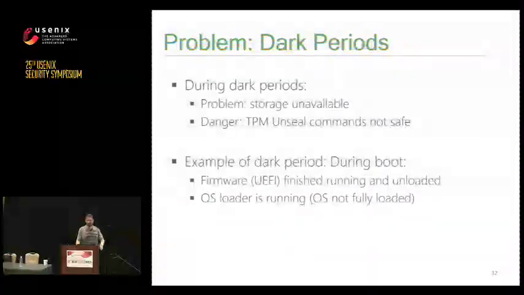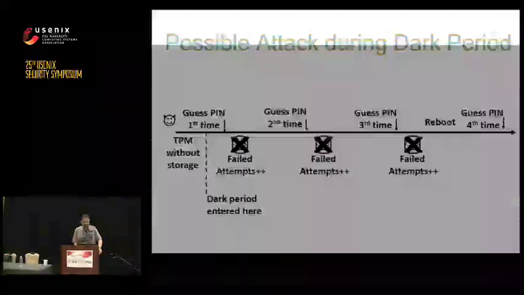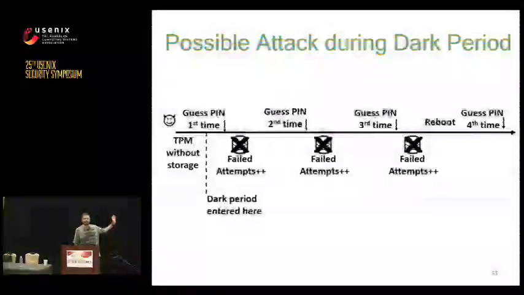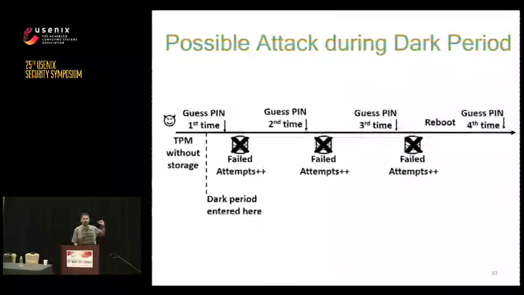There are other examples of dark periods other than this. Going back to this timeline, this is the same timeline as before. We just enter a dark period here early on. We don't have trusted storage anymore, so that's what the X over that counter of failed attempts means. And the attacker can simply reboot the machine and force the fTPM to never enter lockout. And this means that the fTPM's anti-hammering mechanism is useless.